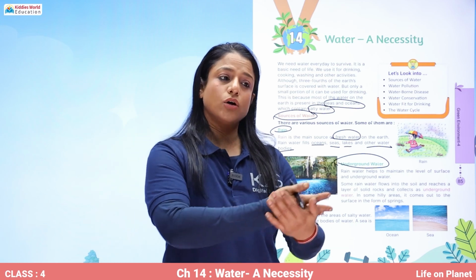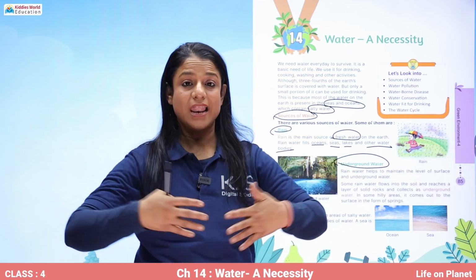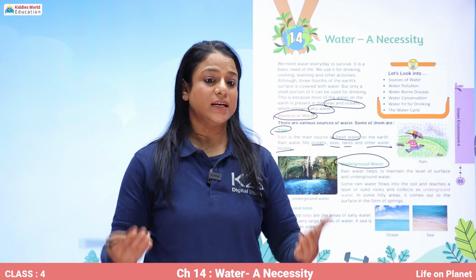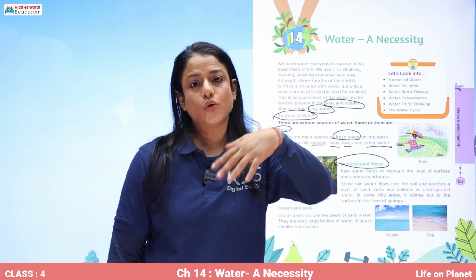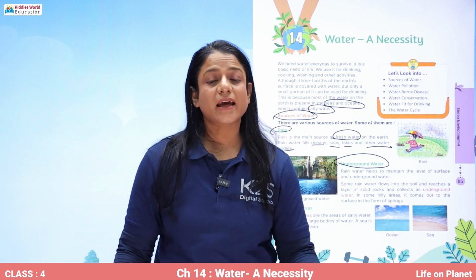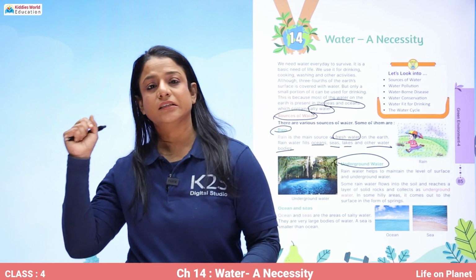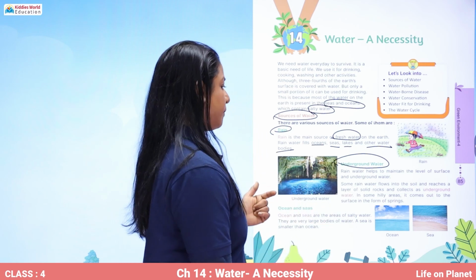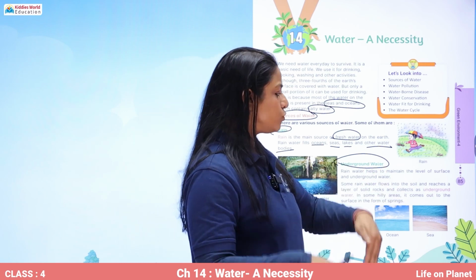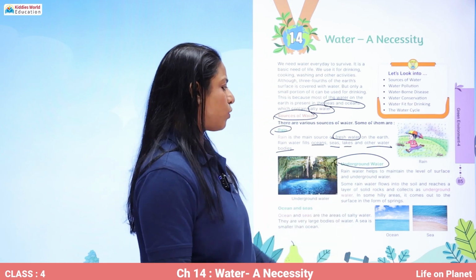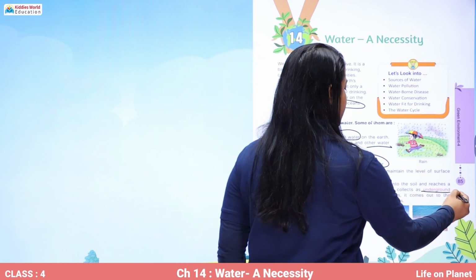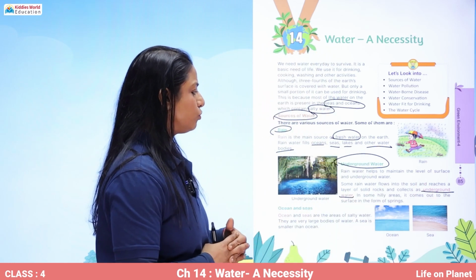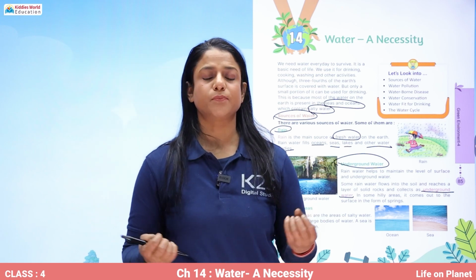But then there is so wide ground area, land area on which rain falls. So where does that water go? It seeps inside the ground. It goes under the ground, and then we draw it from under the ground, we purify it, and then we make it fit for drinking. So some rainwater flows into the soil and reaches the layer of solid rocks and collects as underground water. In some hilly areas, it comes out to the surface in the form of springs.